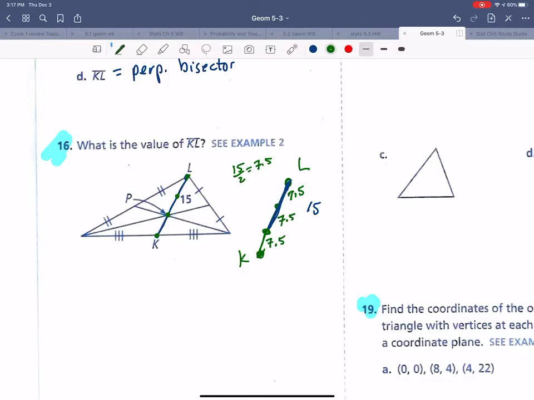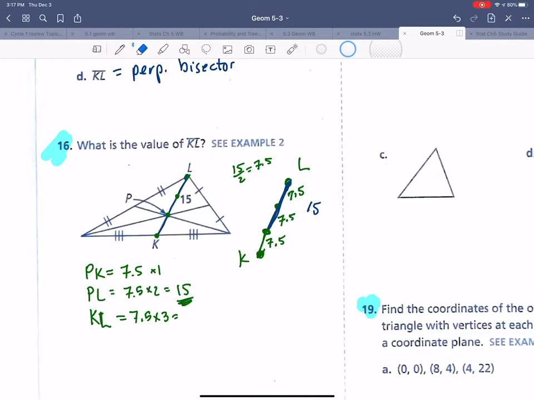So what is the distance of KL, the whole thing? The short piece, PK, is 1 7.5. PL is 2 7.5s, which was 15. That was what was given. And KL, which is what they've asked for, is 3 7.5s. Okay, so what would that be? 22.5. Final answer.